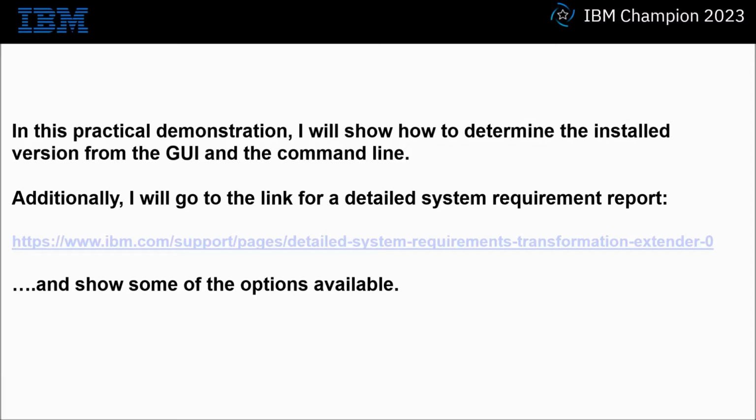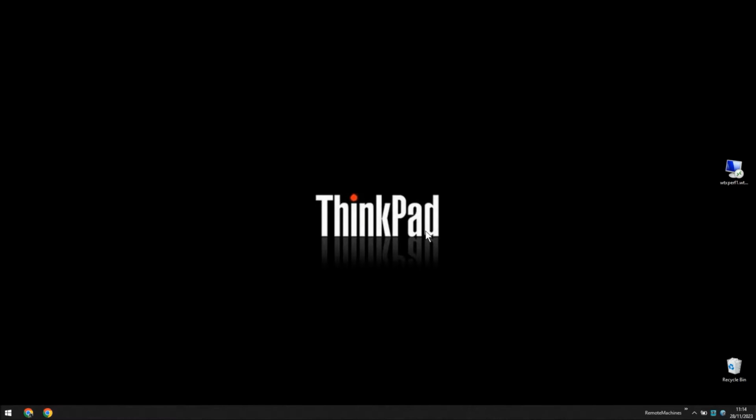In this practical demonstration, I will show how to determine the installed version, both from the GUI and the command line. Additionally, I will go to the link shown on screen for a detailed system requirements report and show some of the options available. First, I shall demonstrate how to get the version information using the GUI.